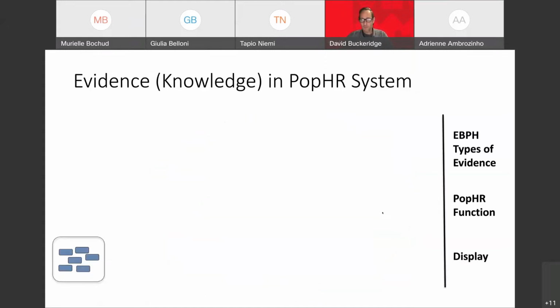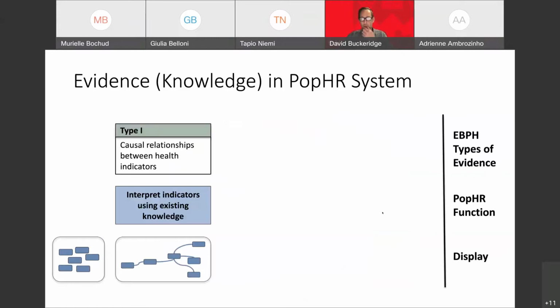And if we drill down a little bit more on the evidence, they speak about three types of evidence. And so just focusing on the top boxes here now, I'll explain the bottom in a second, but they really refer to three types of evidence. The first type of evidence is what you might call causal relationships between health indicators. So for example, we know that smoking causes lung cancer. That's what we mean by type 1 causal evidence.